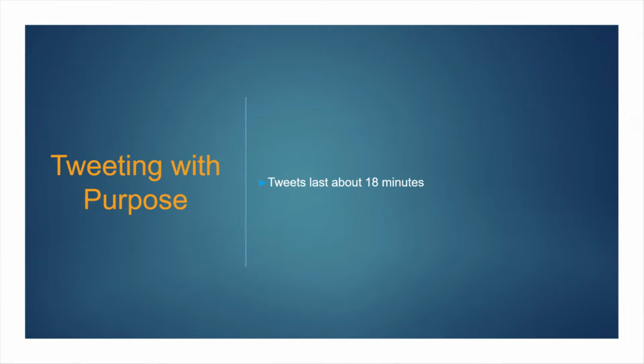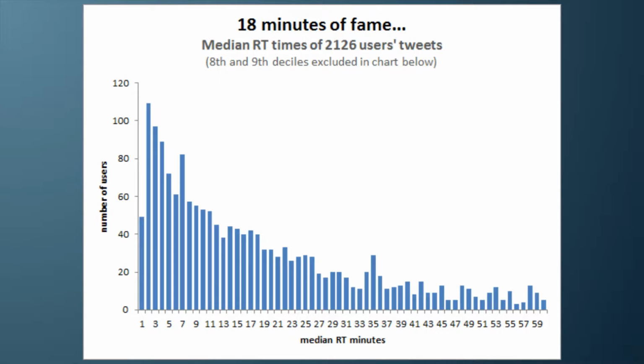So when you're tweeting, the first thing I want you to realize is that they only last about 18 minutes. Your tweet does not have a long shelf life. So after about 18 minutes, your tweet gets buried under all the other tweets that are coming in. Like I said at the very beginning, Twitter is the fastest moving of the social media channels. So you're not going to see their algorithm pulling up a lot of old tweets for you. It's moving very fast. You've got about 18 minutes. And I want to just show you this chart here. So you can see this is based on a little over 2,000 users' tweets.